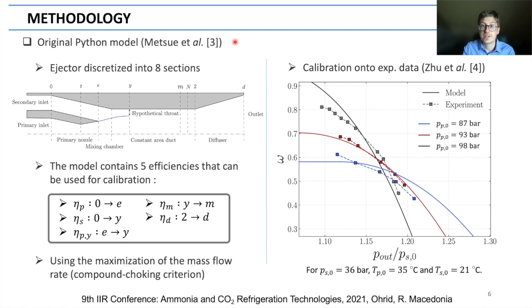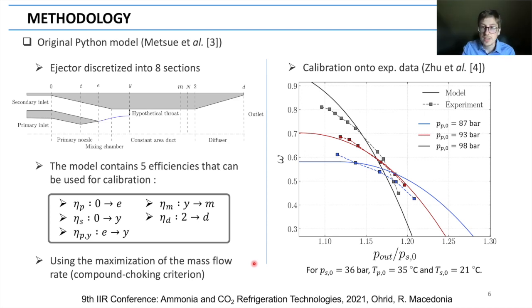Therefore, the ejector is discretized into several sections, and the classical conservation equations are solved within each of those. In addition, the model contains 5 efficiencies that are used for calibrating purposes. And as I said before, we use the mass flow rate maximization criterion for double choking.